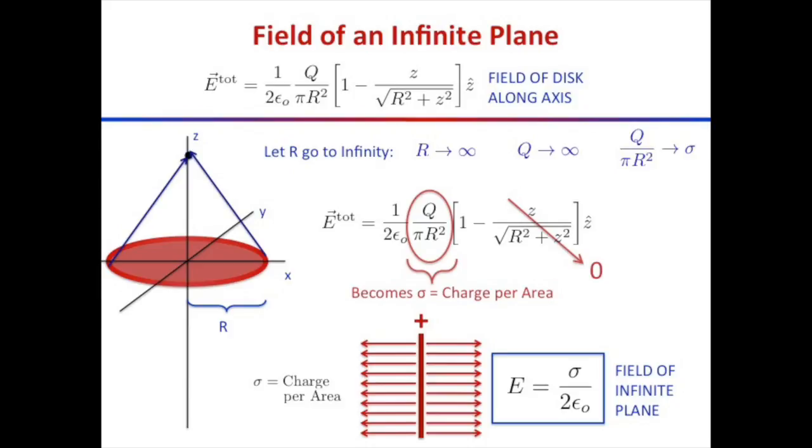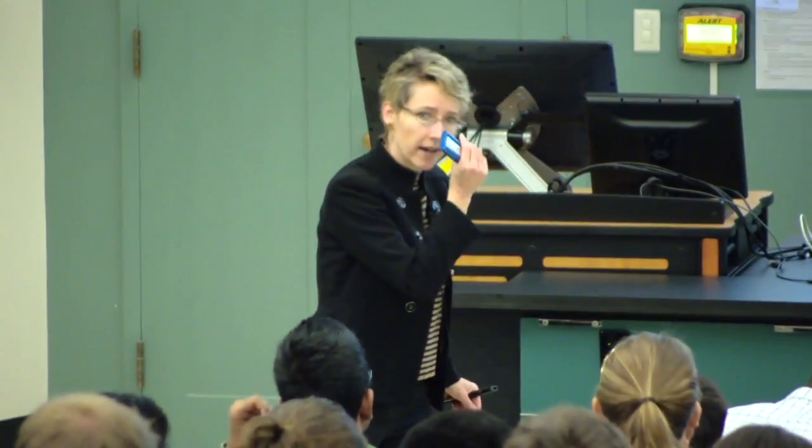This says that no matter where I am, no matter what distance I am from this infinite plane, I measure the same electric field. It's always sigma over 2 epsilon naught. I could be nose to nose with the plane, and I'd measure E is sigma over 2 epsilon naught. I could be a million miles away from that infinite plane, and I'd still measure that the electric field is sigma over 2 epsilon naught. Okay? Is that weird? Do you think that's right? It's weird. I think it's weird.